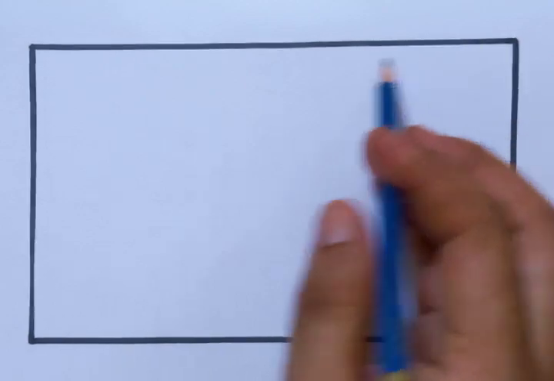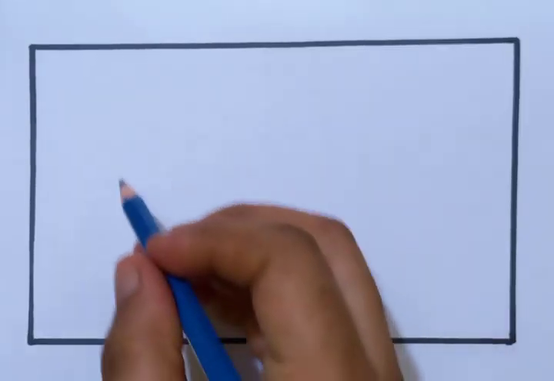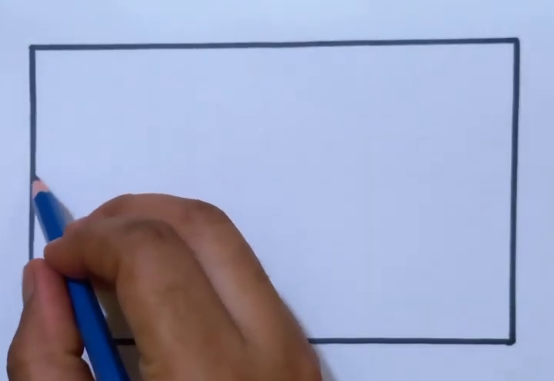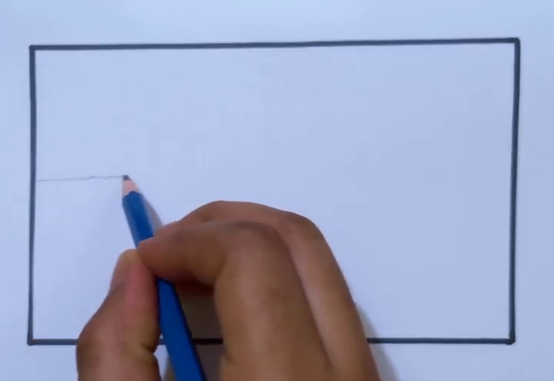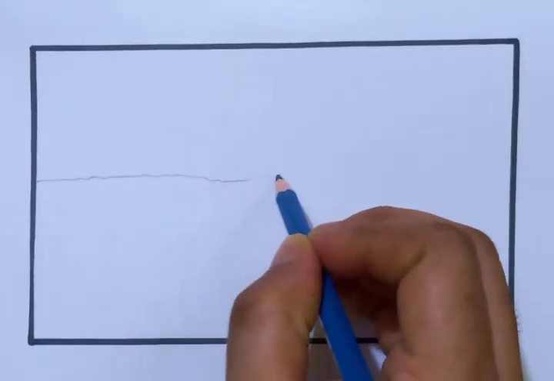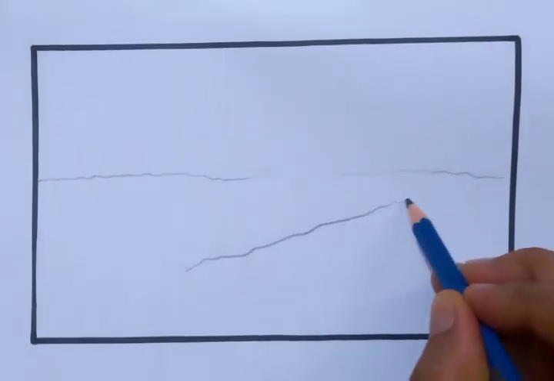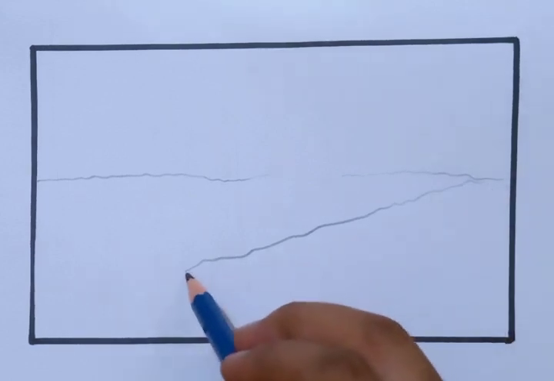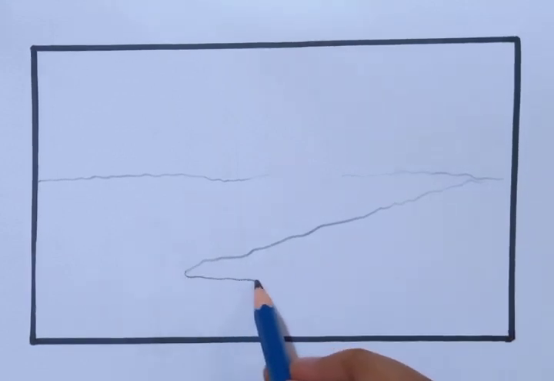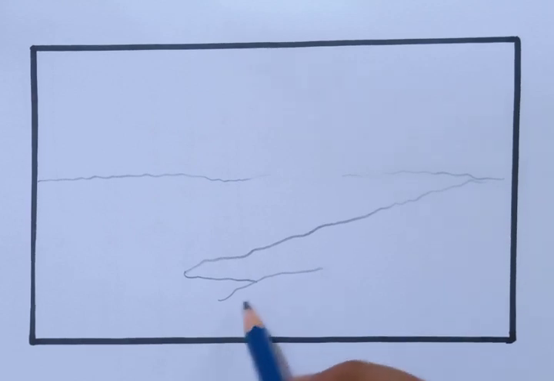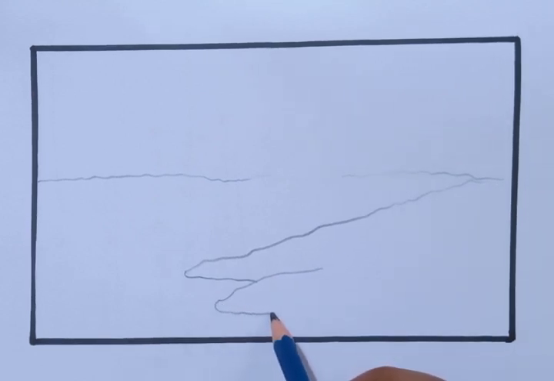You can see here it's a nice canvas, and we're going to draw a very nice scenery. In the beginning, we're going to draw a curved line from left to the right, and another curved line. You can see a little bit of ups and downs here. All right, drawing up here.